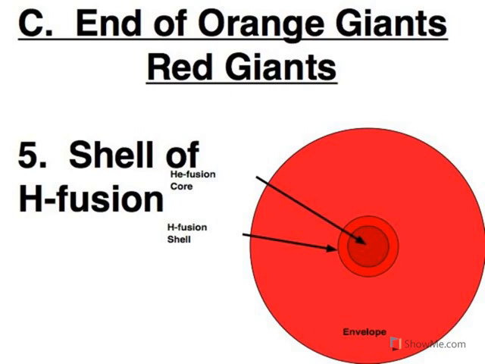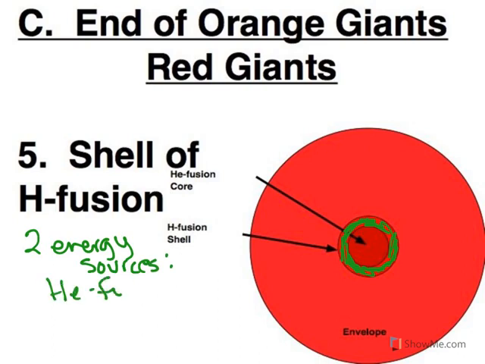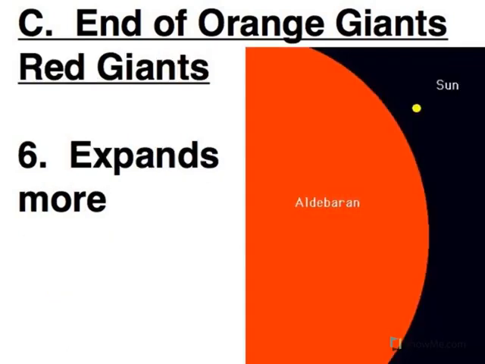We still have hydrogen fusion, so that hasn't gone away. So we've still got this going on. So now we have two kinds of energy instead of just one. So now we've got both helium fusion and hydrogen fusion going on, which means we've got a lot more energy pushing out on our star than we did before. So it's going to get even bigger.